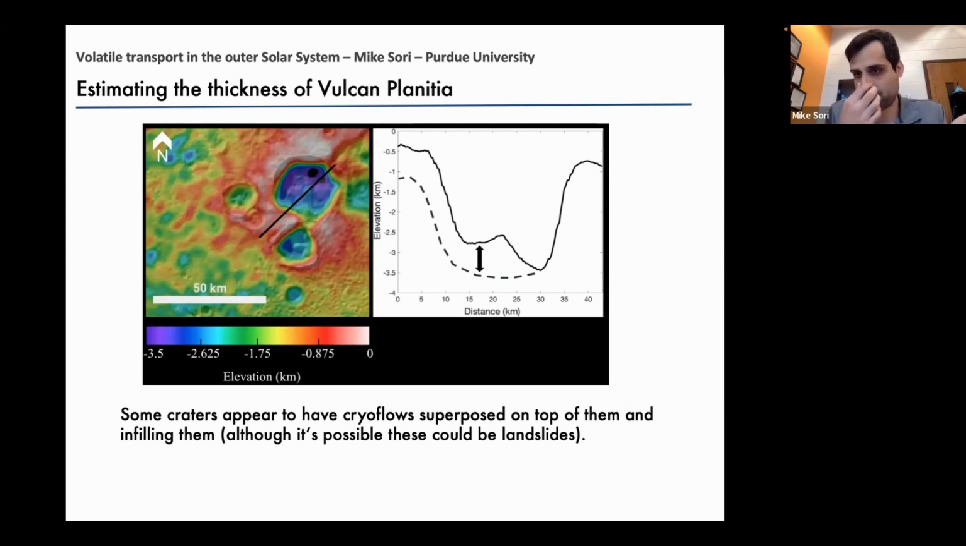Lots of the craters on Vulcan Planitia probably were formed after Vulcan Planitia formed, but it's reasonable to think at least some of them, some of the larger ones, could have remained intact from before the volcanism episode. So we saw a few that looked like they had inflow. There are alternate explanations, just to be forthcoming about that. They could be landslides, but we at least considered the possibility that they were inflow from cryolava material, which ends up giving a thickness estimate of something like a few hundred meters.